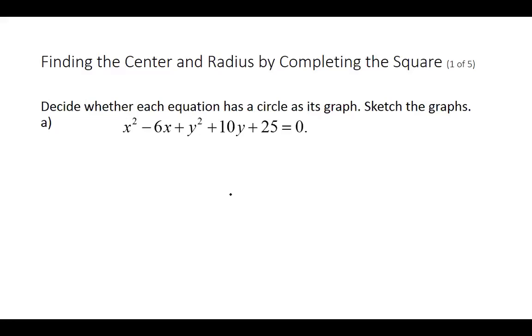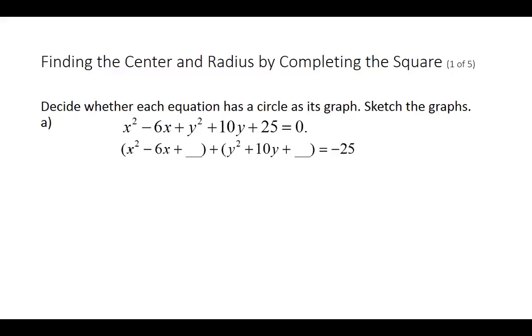We need to complete the square twice, one for x and one for y, in order to get it in the form of the general equation of the circle. So if I collect all the terms that contain x, which would be x squared and minus 6x, we do the same thing with y. We have y squared plus 10y. We are looking for a number to add here to complete the square.